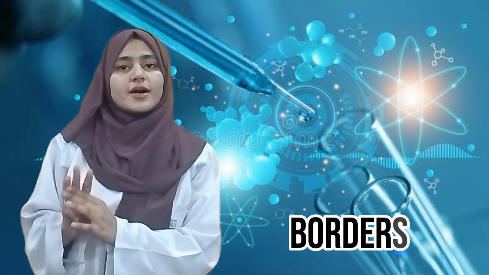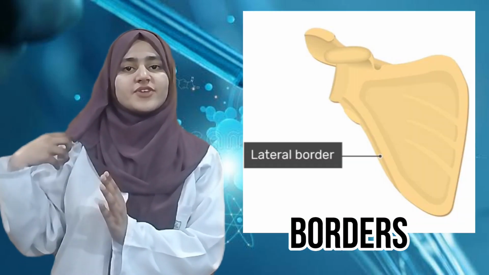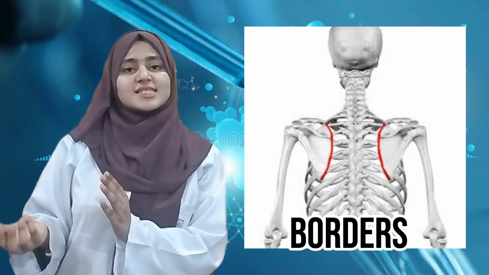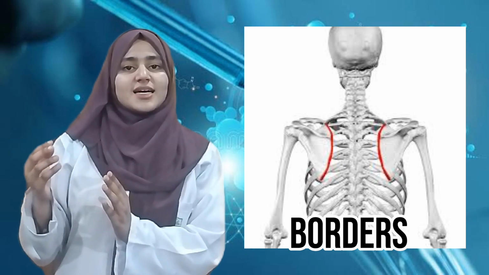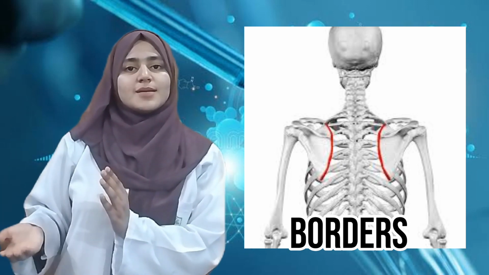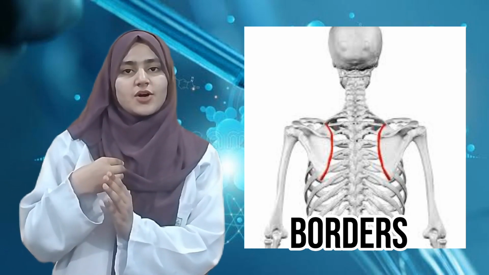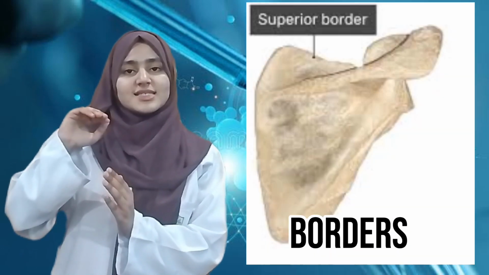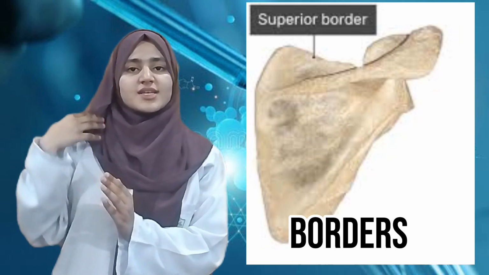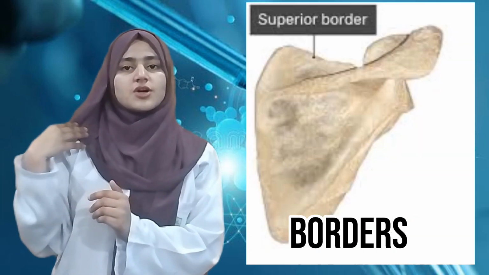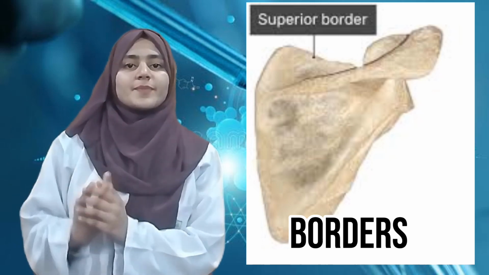Then the three borders of the scapula: one is the lateral border, which faces our lateral side. One is the medial border, which faces our medial line. The medial border is also called the vertebral border as it faces the vertebral column. And one is the superior border, which faces our clavicle, on the superior part of our body. This is called the superior border.